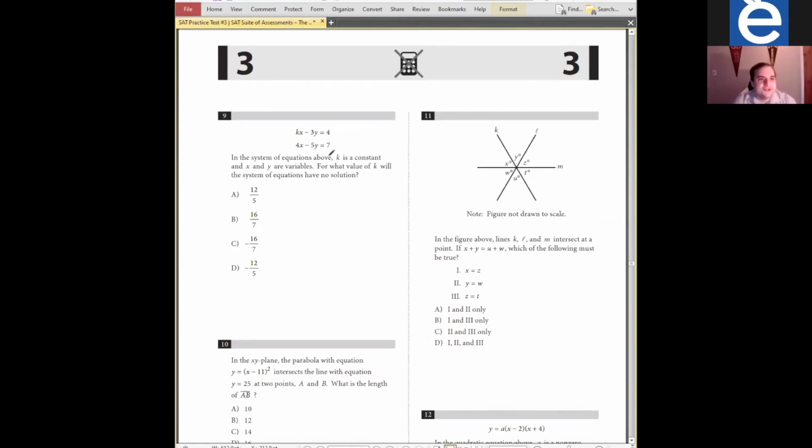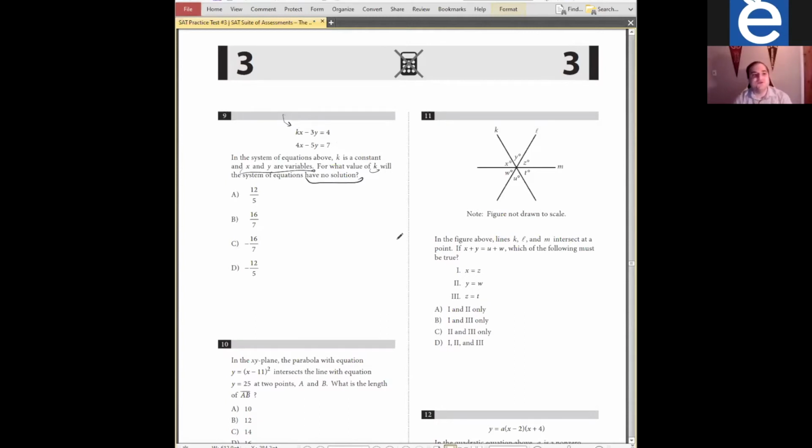In the system of equations above, k is a constant and x and y are variables. So here we have a system. They're being a little cute by having one of the coefficients be a variable. For what value of k will the system of equations have no solution? So we have two lines and we're asking about no solutions. Do you guys remember what that means? It's a game they like playing.